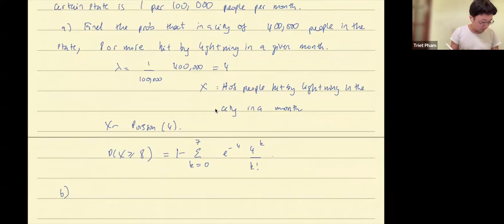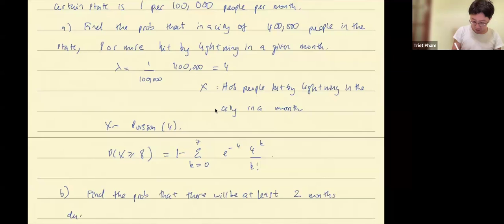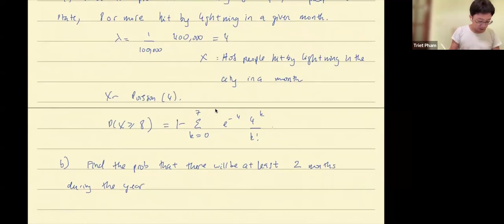So B, find the probability that there will be at least 2 months during the year that will have eight or more people hit by lightning.